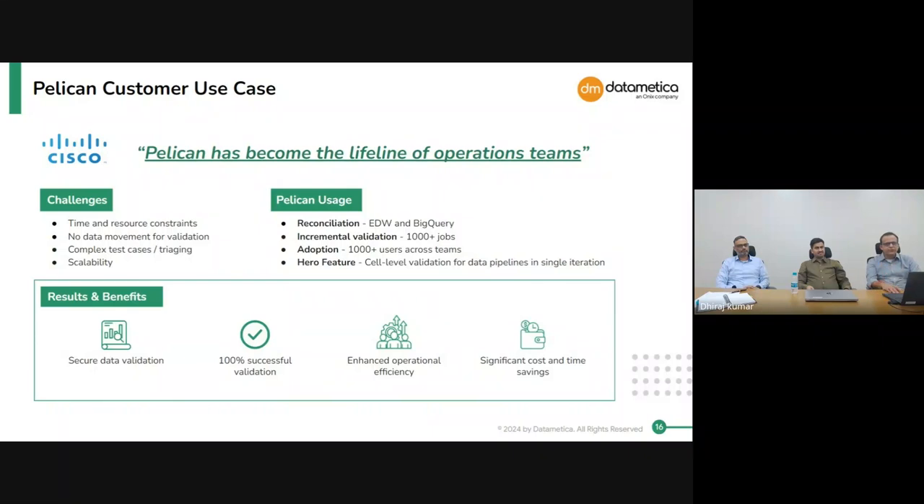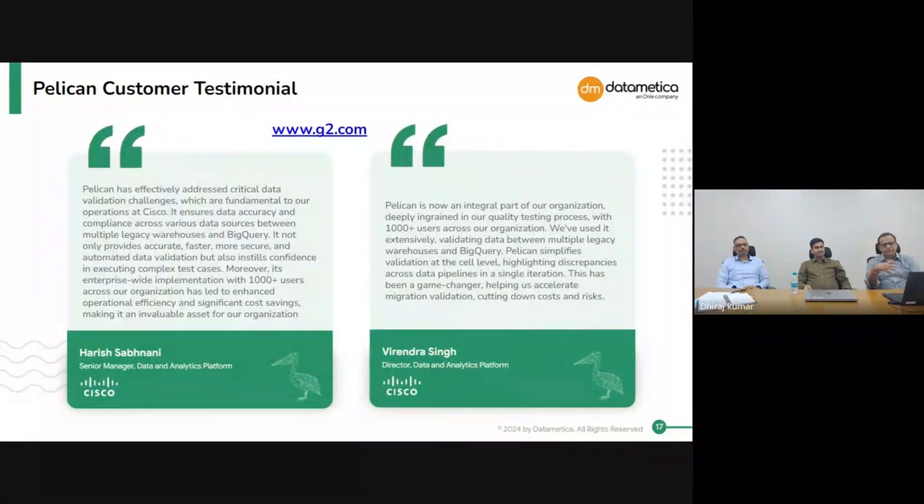We also have some testimonials from their top management, which I'm going to show now. We have some good words from Viren Singh, who is the director of their data and analytics platform, and Harish, whose team is using this tool day in and day out. You will see how happy they are using this across their teams for thousands and thousands of jobs on a daily basis. You will find these detailed reviews on g2.com, so please do visit us, see our product reviews and product ratings.